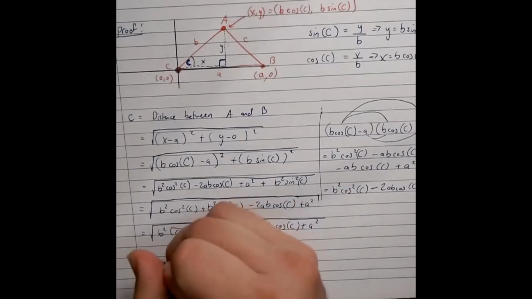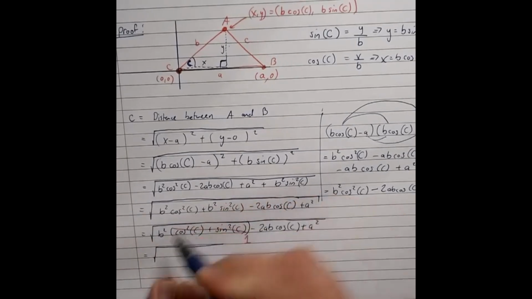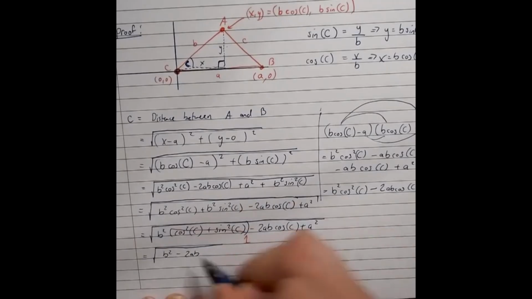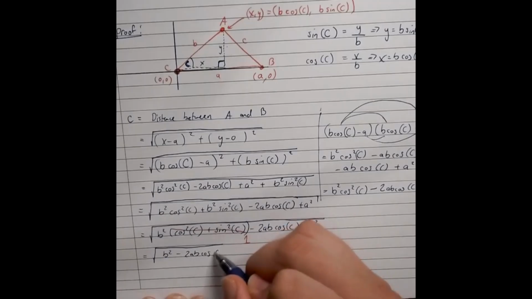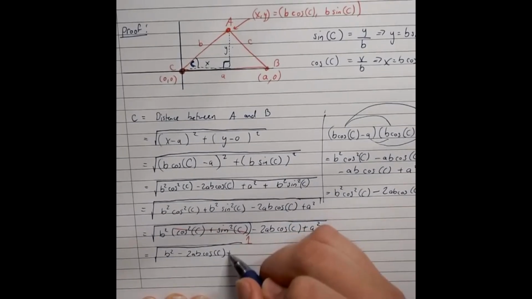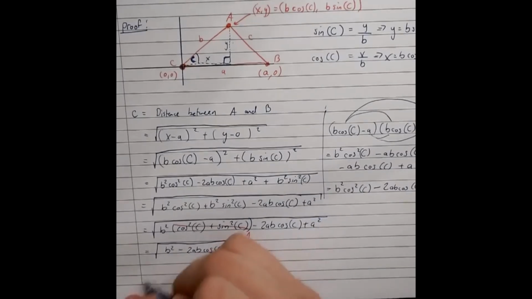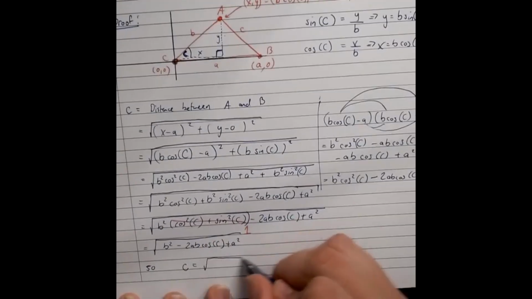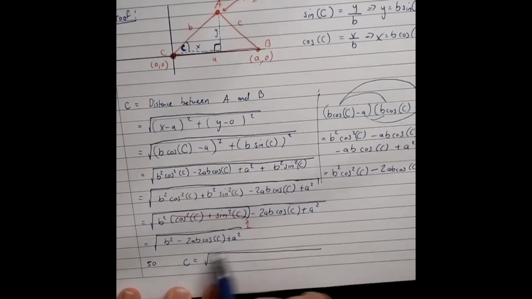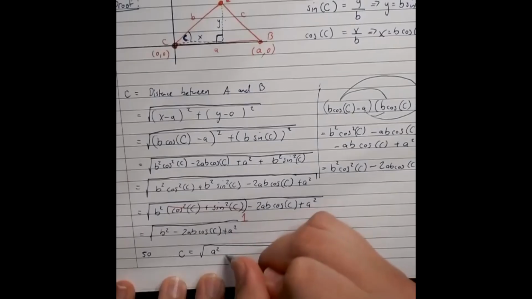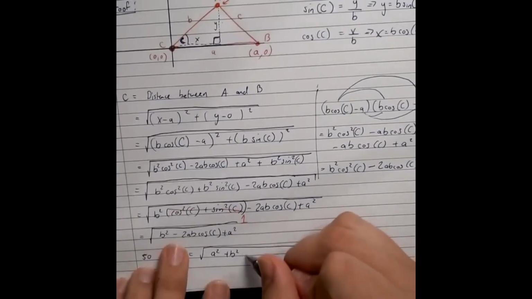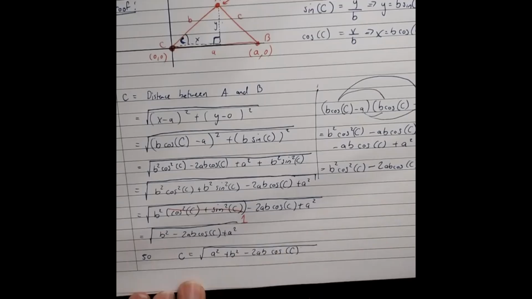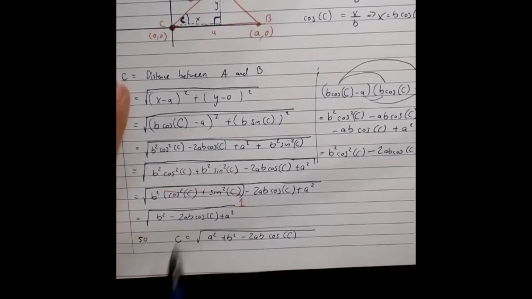So this simplifies down to something very, very small now. We now get b squared minus 2ab cosine of c plus a squared. So here that gives me c is equal to the square root of, let me go ahead and put these in alphabetical order. Let me put the a first. So a squared plus b squared, and then minus 2ab cosine of c. All I did was I moved that one to the front. So c is equal to that stuff right there.